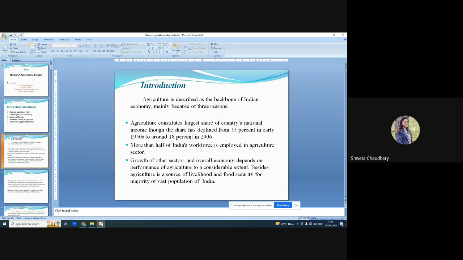As you all know that agriculture is the basic backbone of the Indian economy, because of a few reasons. First reason is, are you getting my point? Am I audible, clear? Yes.